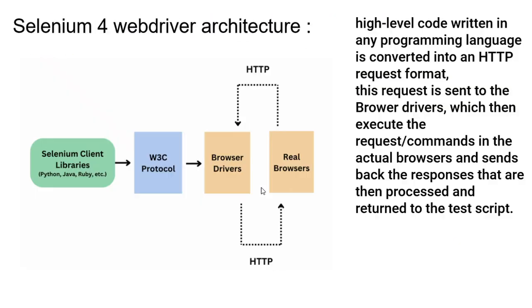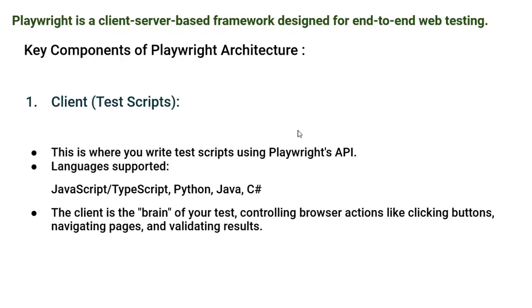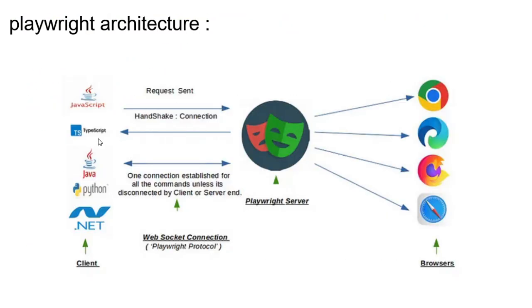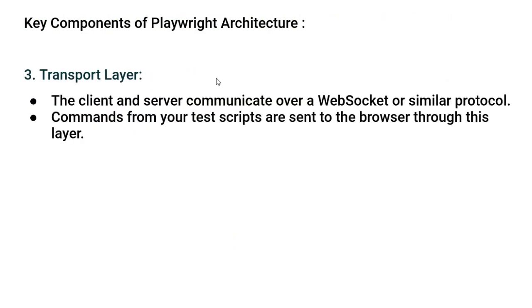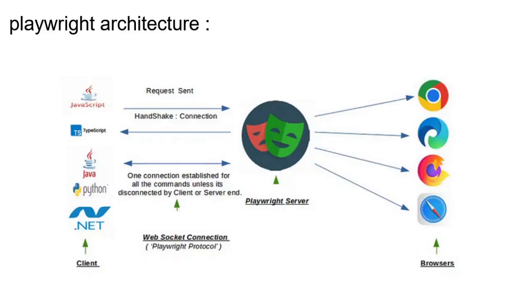Whereas in Selenium architecture, we have to send HTTP requests. Once a request is sent, it waits for the response in the HTTP protocol. But in the WebSocket protocol, once the connection is established between client and server, we can send back-to-back requests. So that is the main difference why Playwright performs faster test execution compared to Selenium WebDriver. So this is about the architecture of Playwright. We have seen the overall architecture of Playwright.